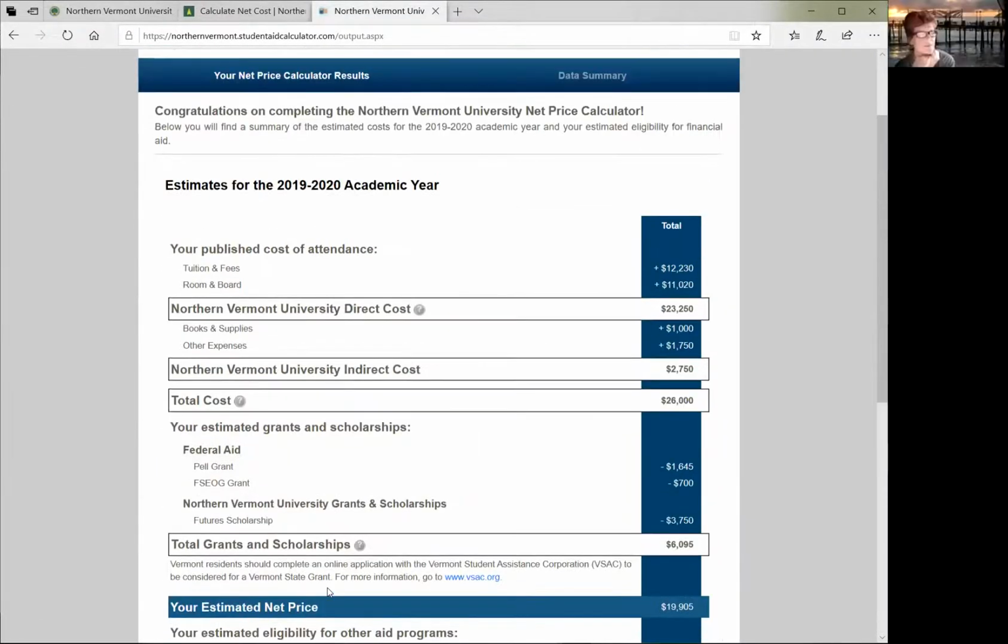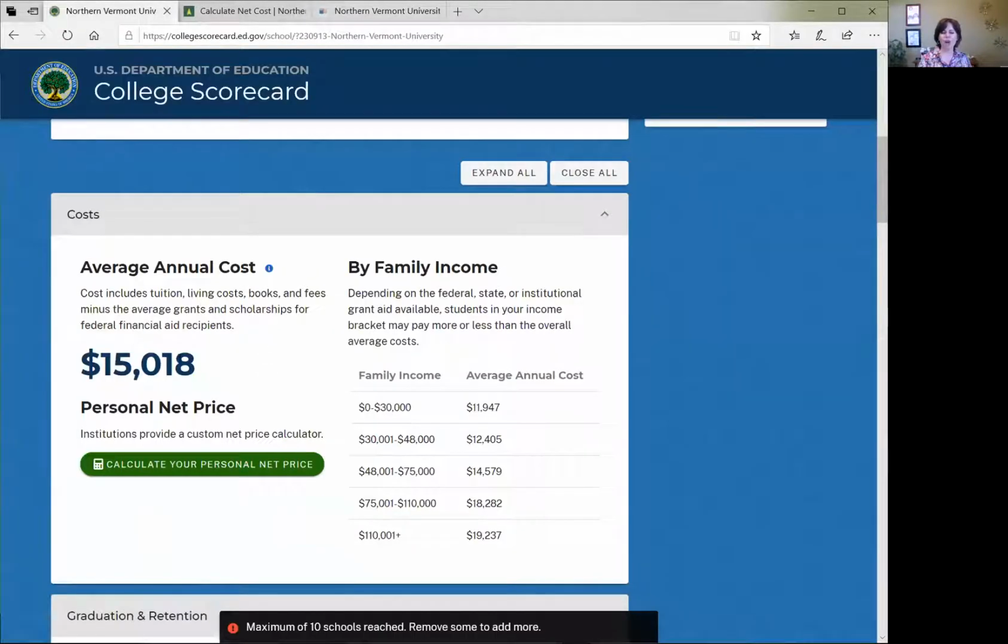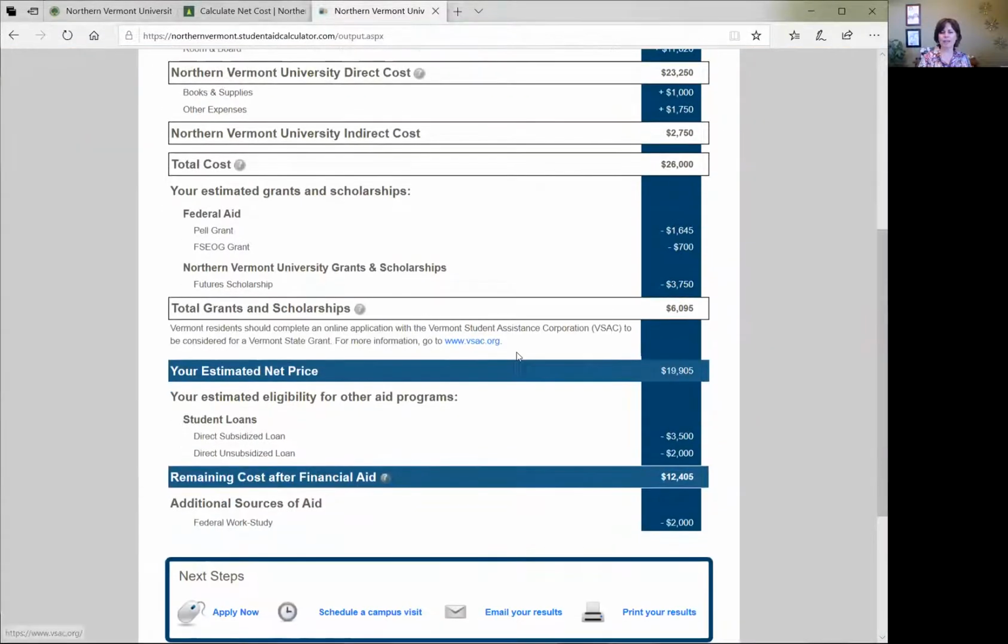So this is what the net price calculator looks like. I believe when we were on the Northern Vermont University average cost, it said the average cost for a family in this income bracket, which is basically the income bracket I was looking at within the EF with that Pell Grant, is their average net cost is $12,000. Or for all of this group, the average net cost is $15,000. But as you can see here, what is my average net cost?